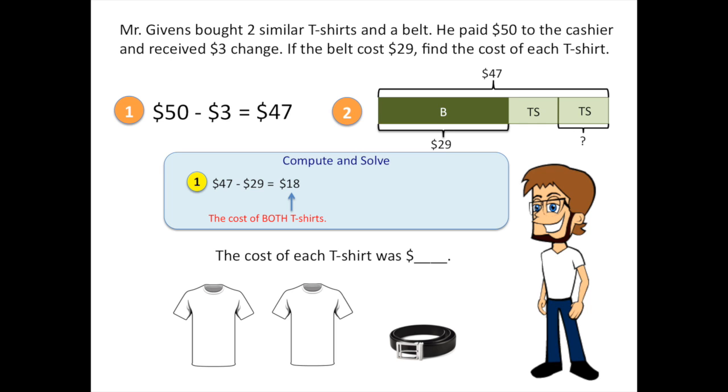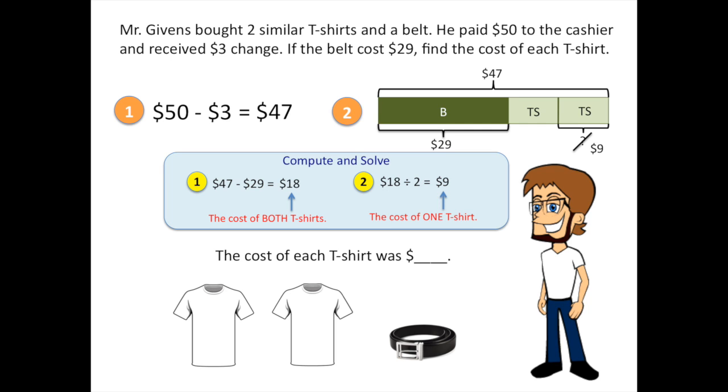Now that's the cost of both shirts, so I'm not done yet. Now I have to do one more step. So my second step is going to be to take that $18 and divide it by 2 because I have two t-shirts that are the same price. 18 divided by 2 equals $9. And that is going to be the cost of one t-shirt. I'll cross out my question mark and write in $9.